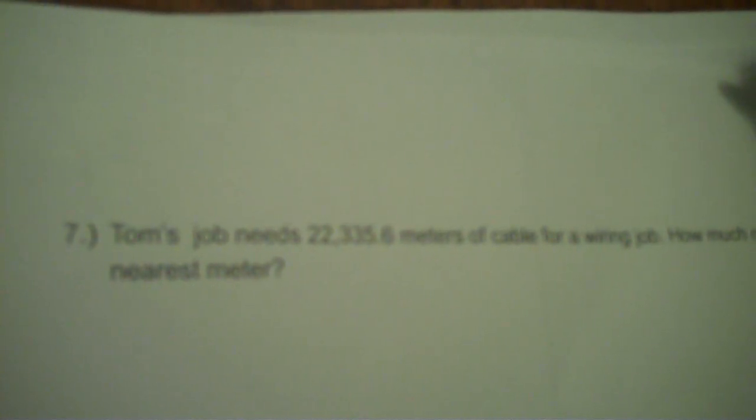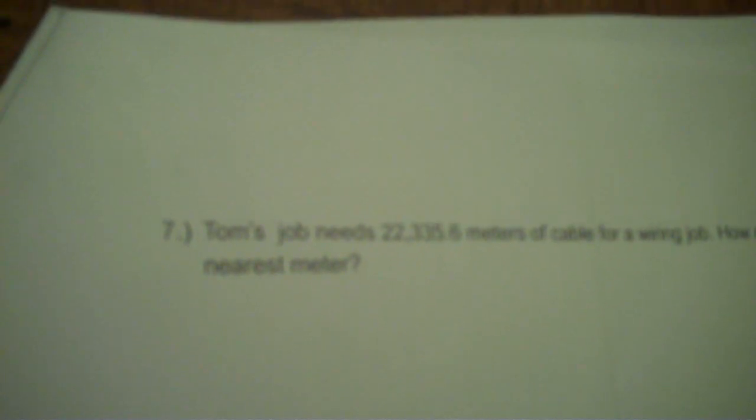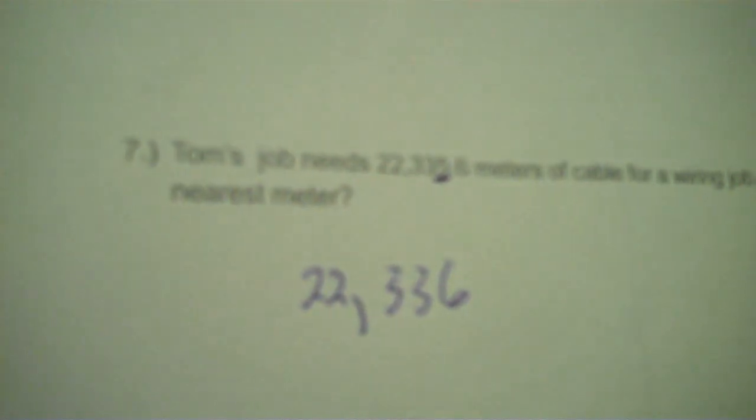Okay, number 7, easy problem. Tom's job needs 22,335.6 meters of cable for a wiring job. How much cable is this to the nearest meter? Nearest meter means you're rounding to the number right before the decimal. That's going to go to a 6, because after it's a 6, it's higher than 5. So 5 goes to a 6. Everything before it remains the same. Everything after it's dropped. Okay. 22,336.